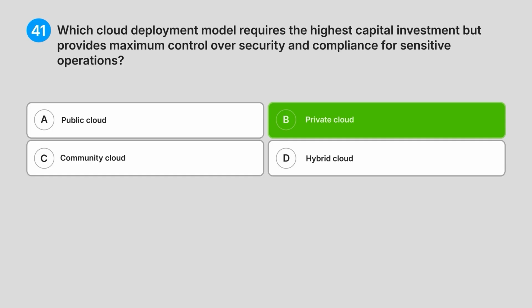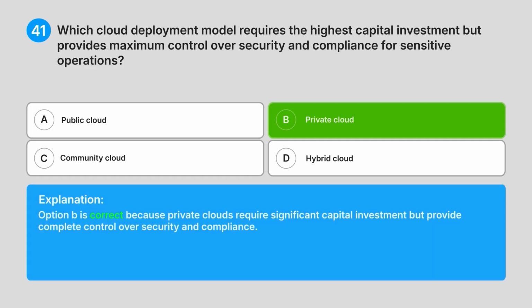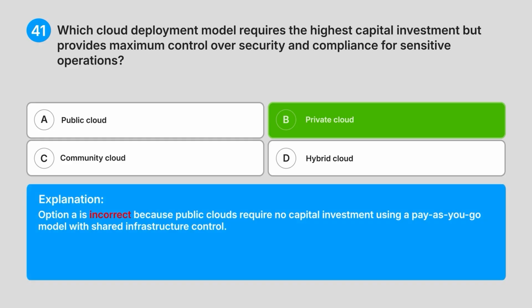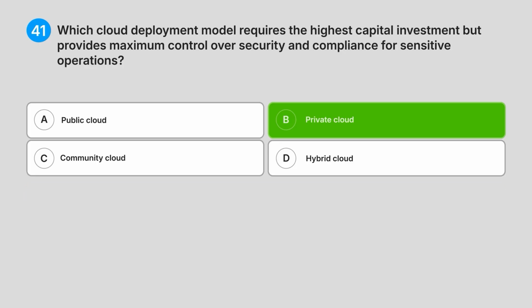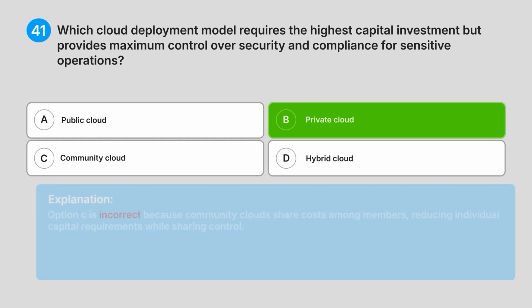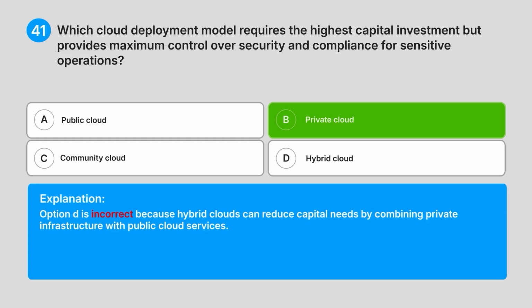Correct answer, B. Private cloud. Explanation: option B is correct because private clouds require significant capital investment but provide complete control over security and compliance. Option A is incorrect because public clouds require no capital investment using a pay-as-you-go model with shared infrastructure control. Option C is incorrect because community clouds share costs among members, reducing individual capital requirements while sharing control. Option D is incorrect because hybrid clouds can reduce capital needs by combining private infrastructure with public cloud services.